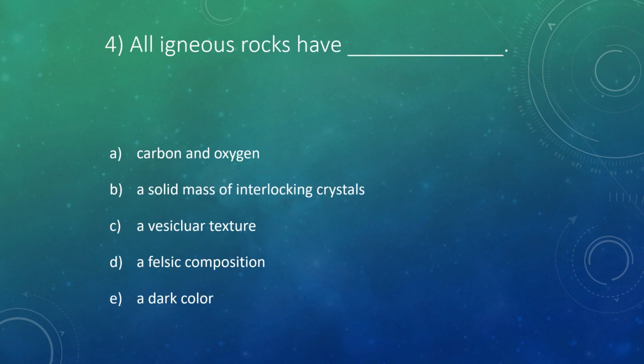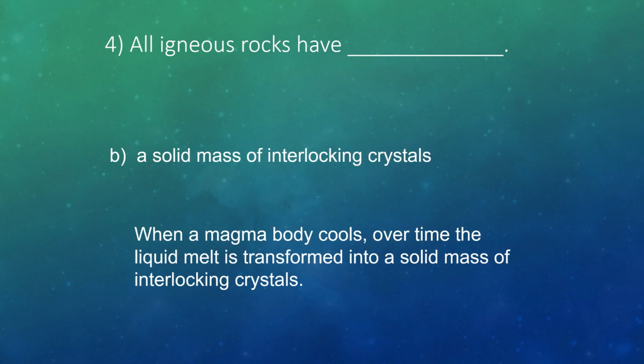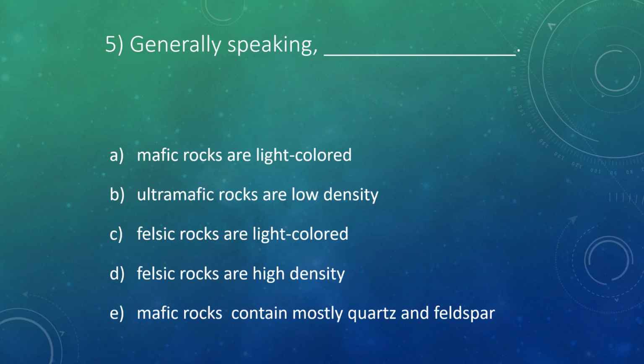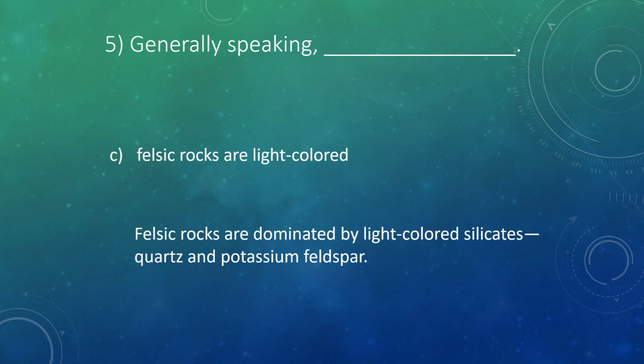Question 4. All igneous rocks have blank. Okay, the answer here is B, a solid mass of interlocking crystals. When a magma body cools, over time the liquid melt is transformed into a solid mass of, again, interlocking crystals. Question 5. Generally speaking, which of the following is correct? Okay, the answer here is C. Felsic rocks are light in color. They're dominated by the light-colored silicates such as quartz and potassium feldspar.